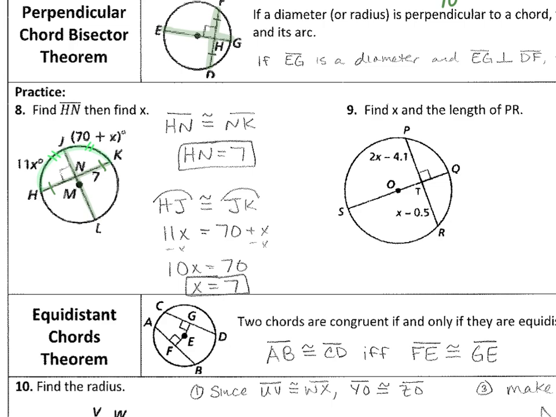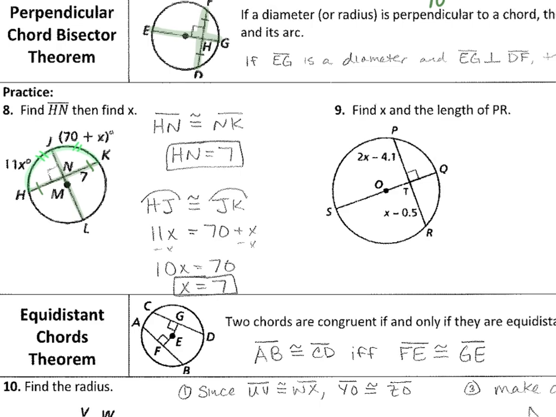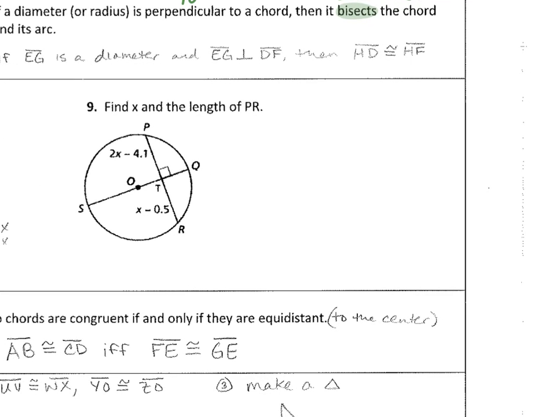For this question, to find x, we should notice that there is a chord here, chord PR, and the diameter SQ, which again is a chord, but it's specifically the diameter, and those meet at a right angle, which means that this chord and this chord are congruent. If they're congruent, then what we can do is we can take their measurements and we can set them equal to each other. 2x minus 4.1 equal to x minus 0.5.